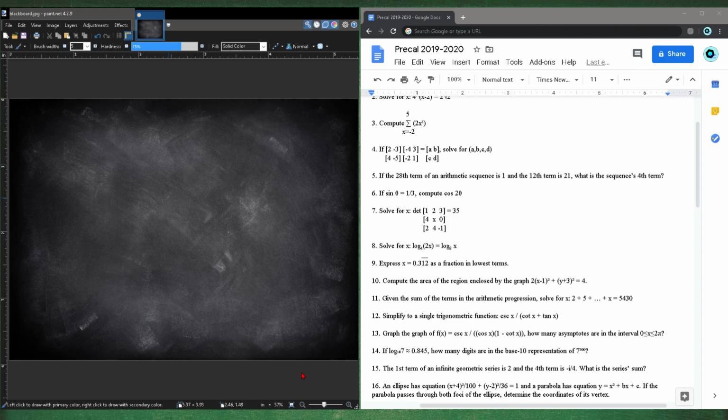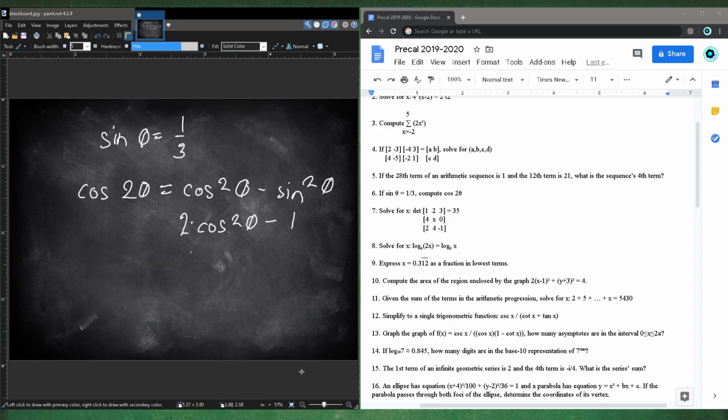Number 6, if sine of theta equals 1/3, compute cosine of 2 theta. So you just need to know your trig identity. Cosine of 2 theta is equal to cosine squared theta minus sine squared theta, or 2 times cosine squared theta minus 1, or 1 minus 2 times sine squared theta. It doesn't matter which one you use, but I'm just going to use this one. You can use any single one. I'll just show you one of them.